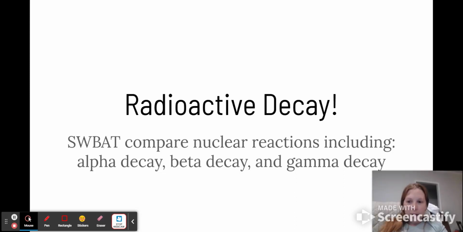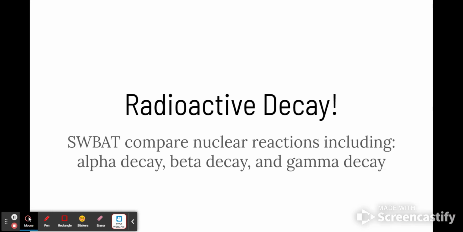Hey everybody, this is our lesson on radioactive decay. And by the end of this lesson, you should be able to compare nuclear reactions, including alpha decay, beta decay, and gamma.